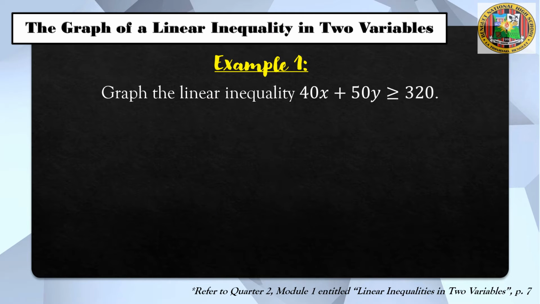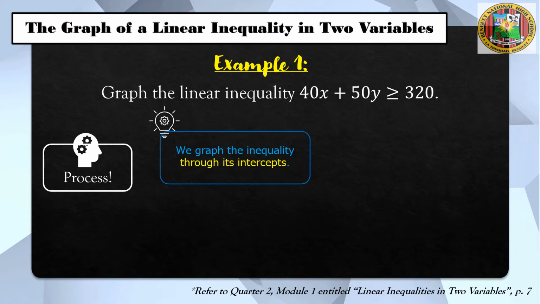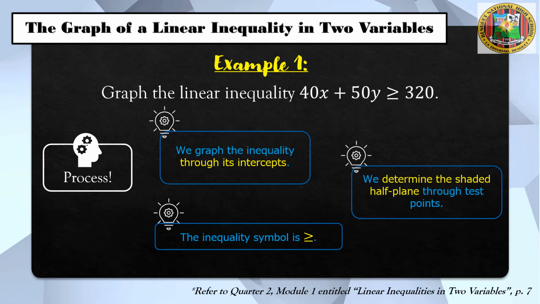Let's process what we know. To graph the linear inequality, recall the different methods we learned in graphing linear equations. But for this module, we graph the inequality through its intercepts. We also observe that the inequality symbol used is greater than or equal to, which will tell us the type of line we are going to use in the graph. Finally, we have to choose which half plane to shade in the graph, and we do that by using test points on the plane.